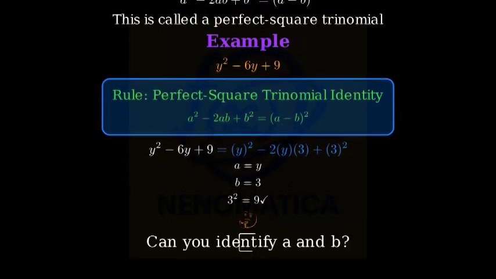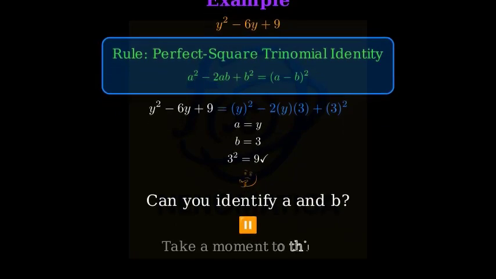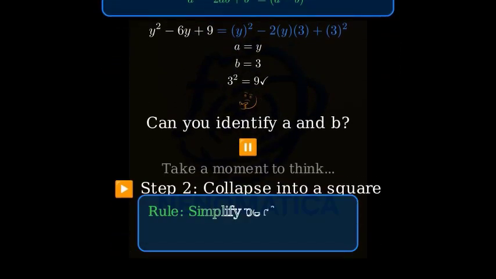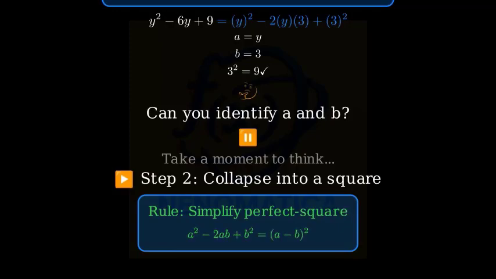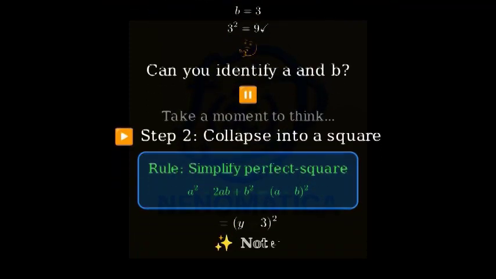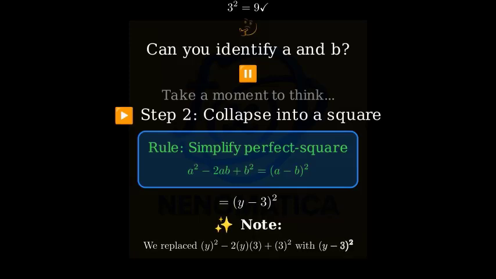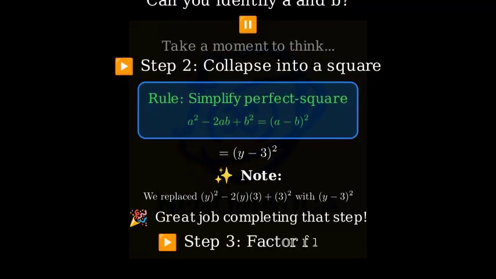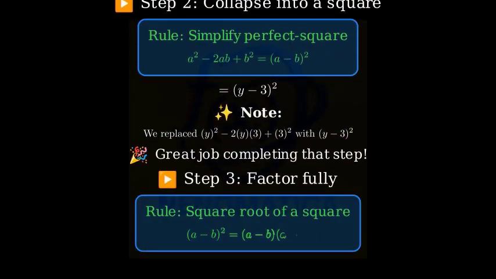Step 2. Now that we've recognized the pattern, let's collapse this into a square. Using our perfect square identity, we can replace the expression with (a minus b) squared. So our expression becomes (y minus 3) squared. Step 3. Let's factor fully by writing this squared term as a product. Remember that (a minus b) squared equals (a minus b) times (a minus b). So (y minus 3) squared equals (y minus 3) times (y minus 3).